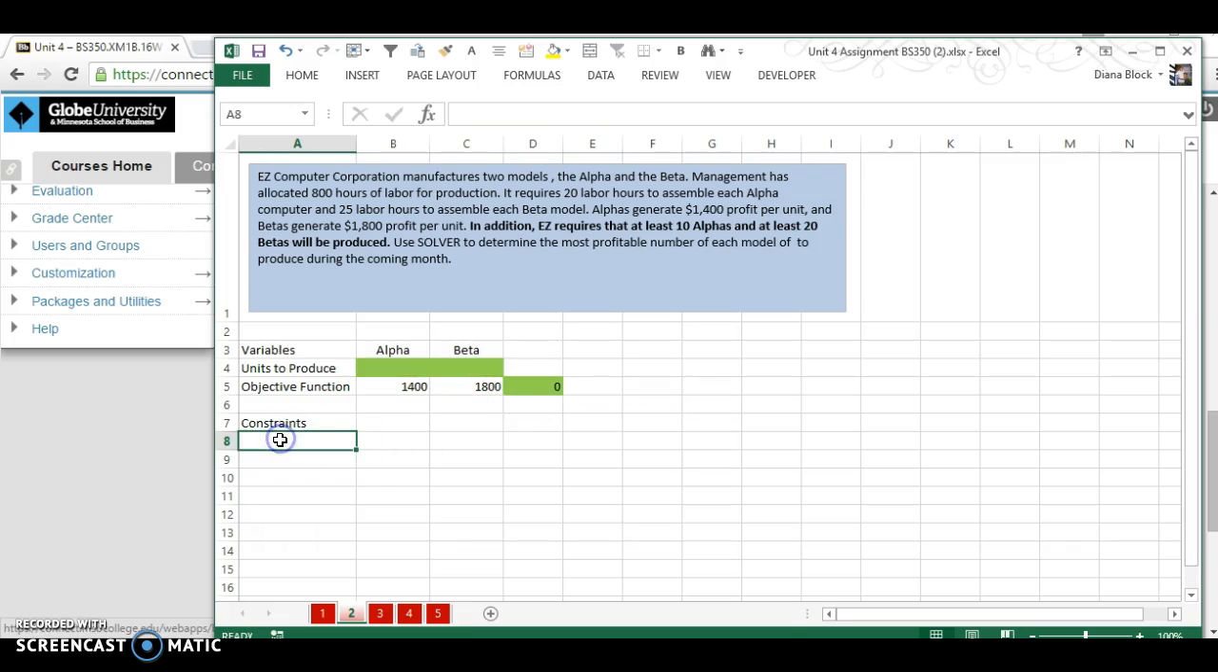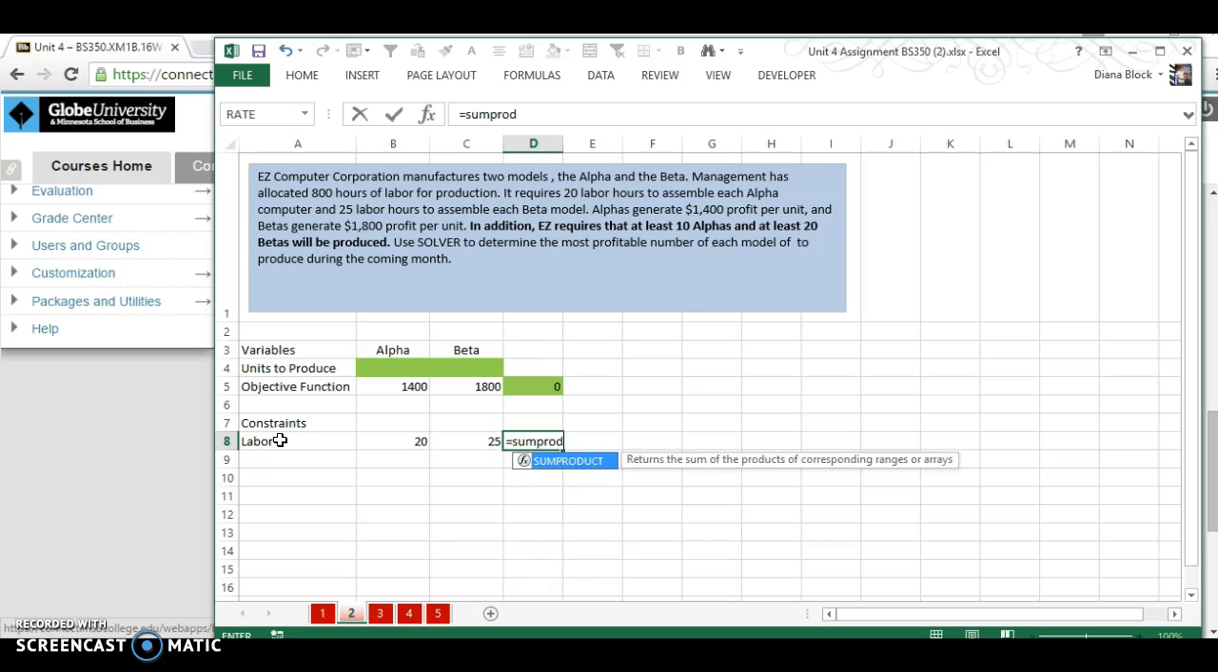So that's that part. Now you're going to enter the constraints. We have a constraint. You're going to read it when you read the paragraph that says labor. There's only so much labor available. Each alpha requires 20 hours of labor. Each beta requires 25 hours of labor.